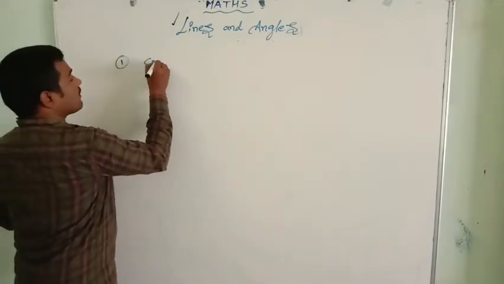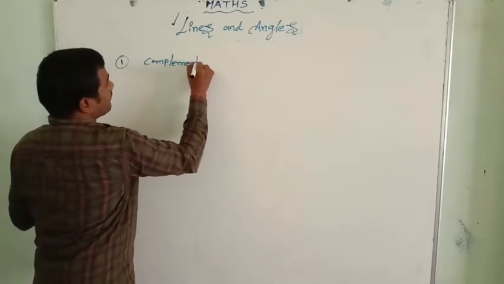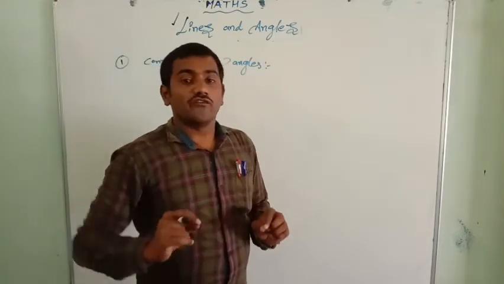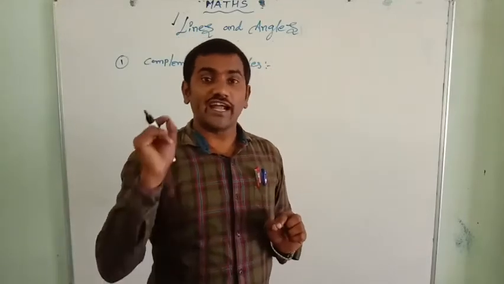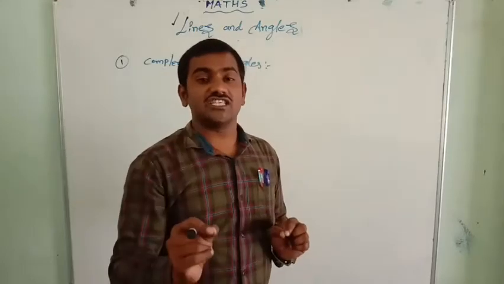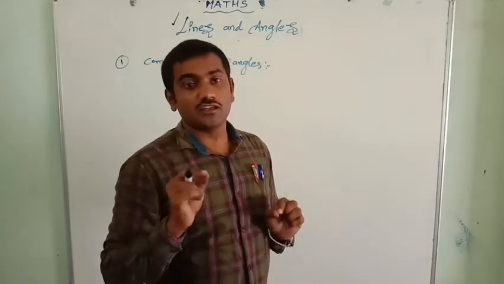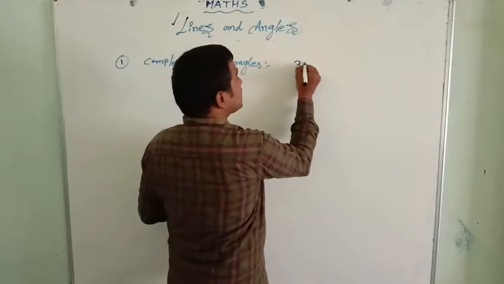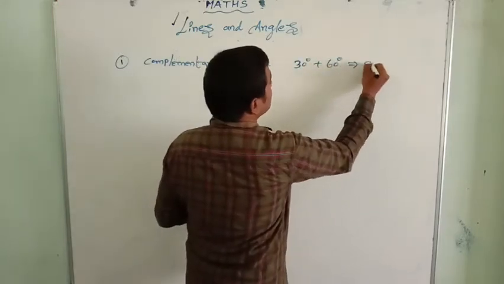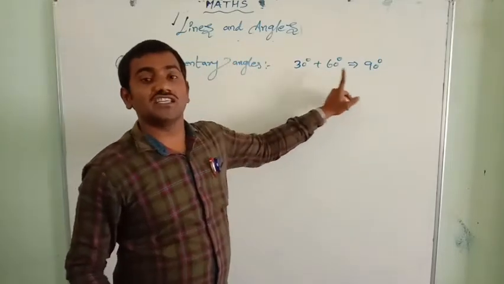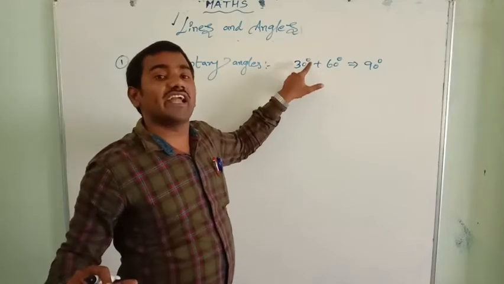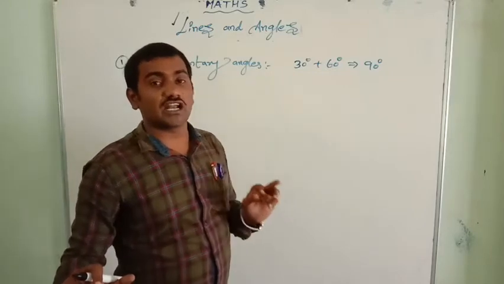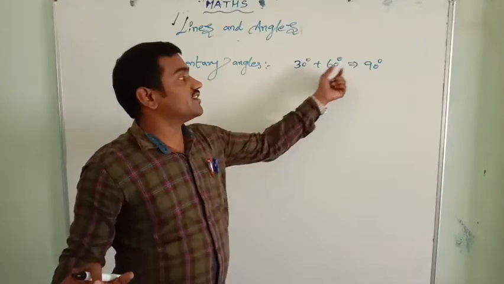First one is complementary angles. If you add any two angles and get 90 degrees, they are known as complementary angles. Suppose 30 degrees plus 60 degrees equals 90 degrees. Here the sum of these two angles is 90 degrees. So 30 degrees is a complementary angle of 60 degrees and 60 degrees is a complementary angle of 30 degrees. They are complementary angles to each other.